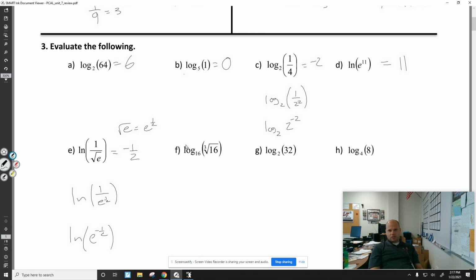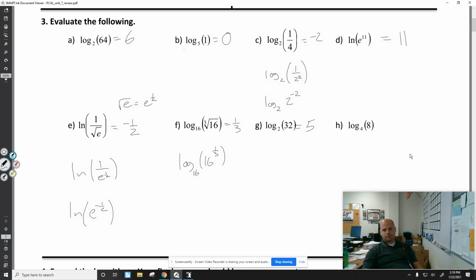It's the same thing here. It's log base 16 of 16 to the 1/3. So this is just 1/3. Okay, let me just write that down. It is in a good form. It's going to undo each other. Log base 16 of 16 to a power. So boom, you just have the power. 2 to what power is 32? 2, 4, 8, 16, 32. That's 5. 4 to what power is 8?